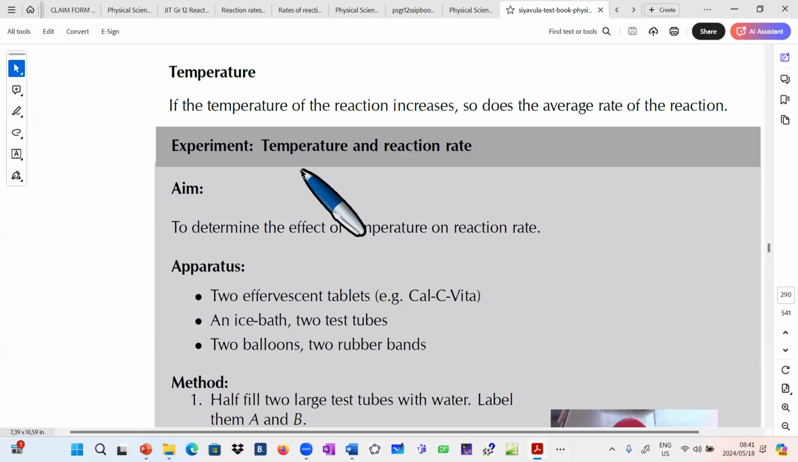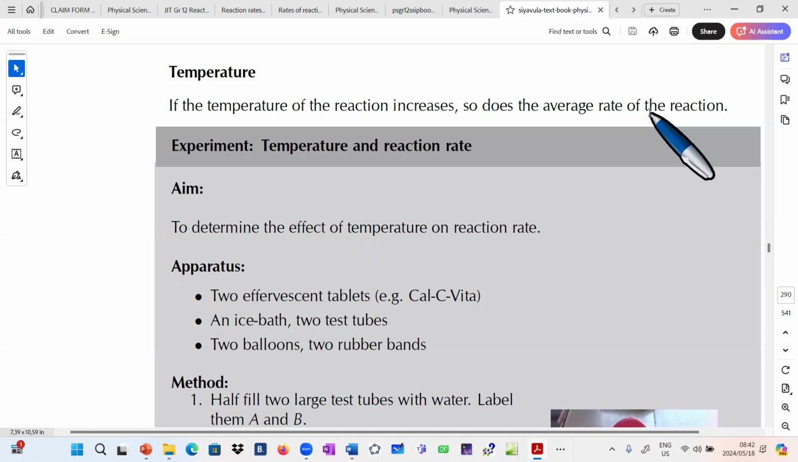Now, temperature. Temperature is one factor that affects reaction rates. If the temperature of the reaction increases, so does the average rate of the reaction. So the average rate of the reaction appears to increase with increasing temperature.